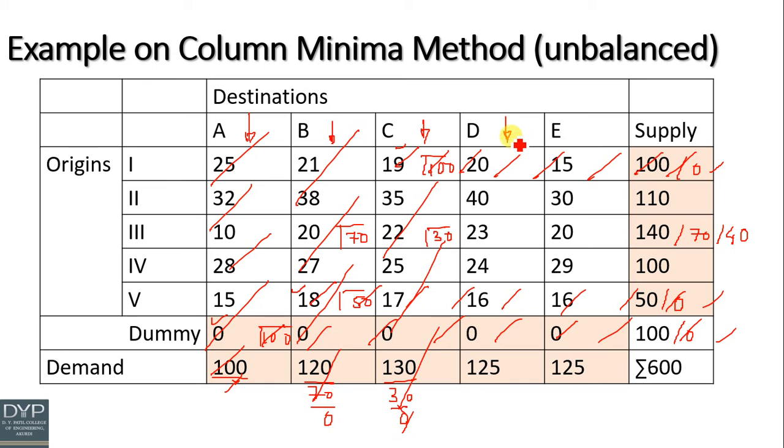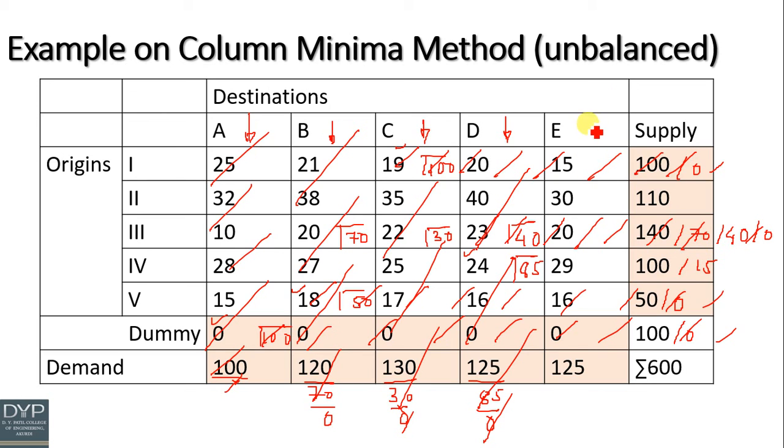Move to the next column, D. The minimum cost cell is 23, for which I can assign the minimum of 40 and 125. So the row has been fulfilled. I am removing that, and only 85 units remain for column D, which I am going to assign to the next minimum cost cell, that is 24. So here I will be assigning 25 units. So the column is fulfilled. I am removing that, and 15 units are remaining for the column E.